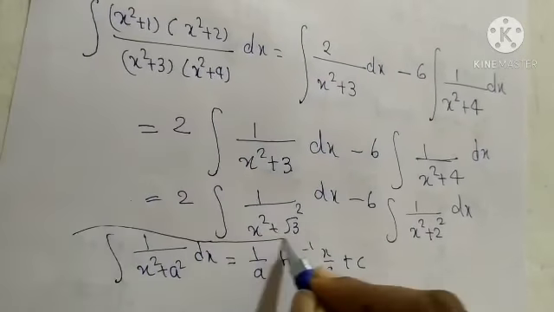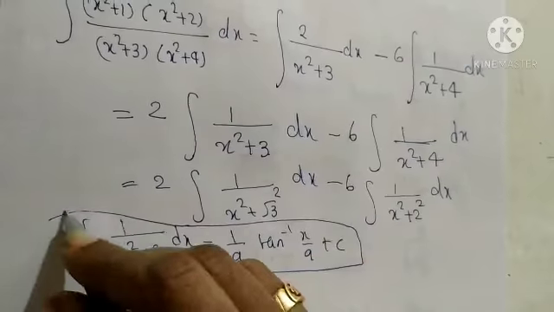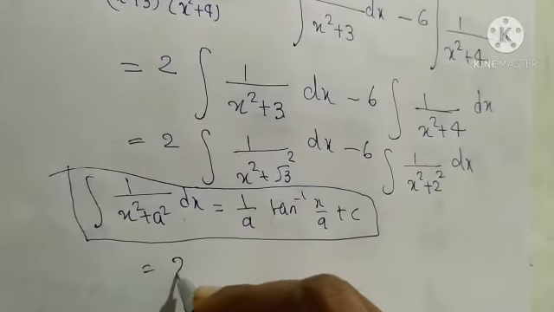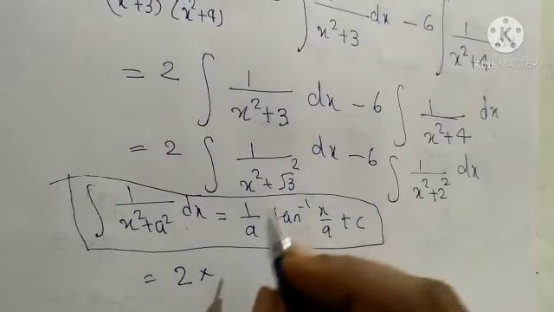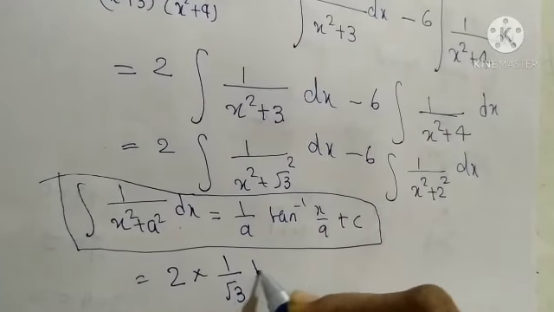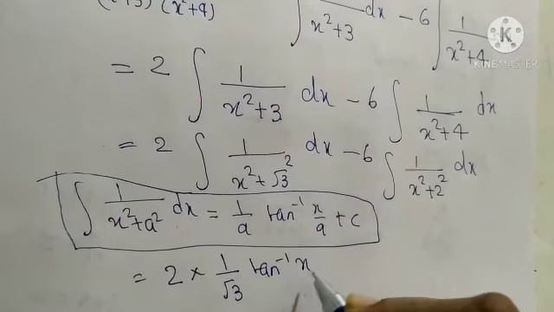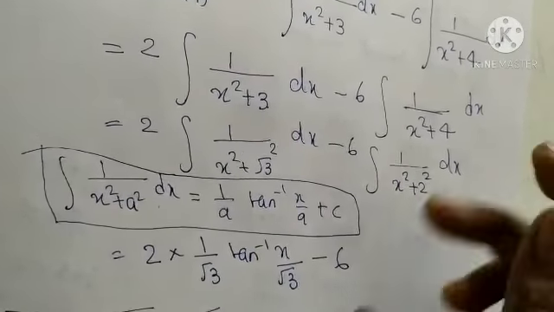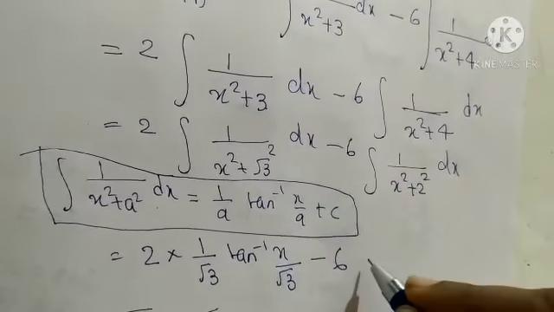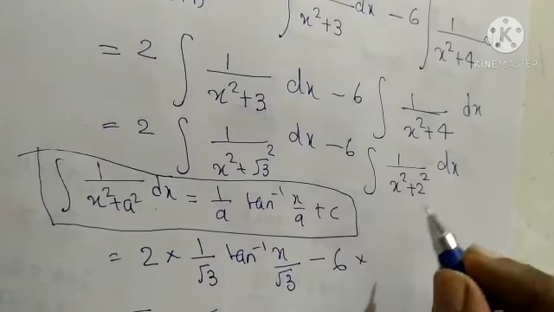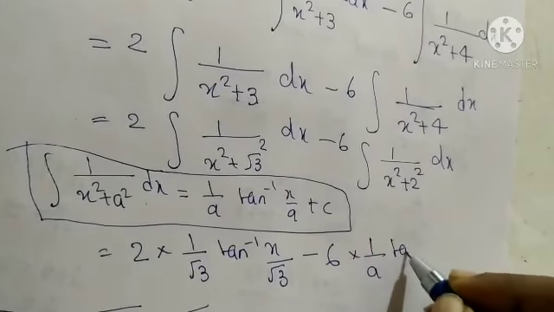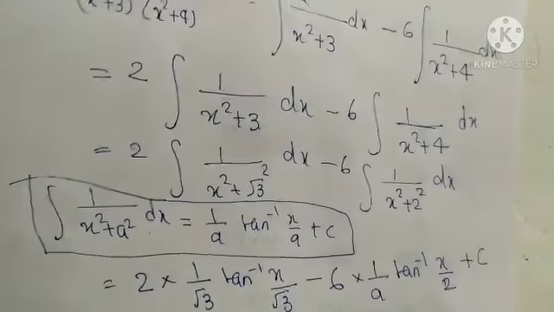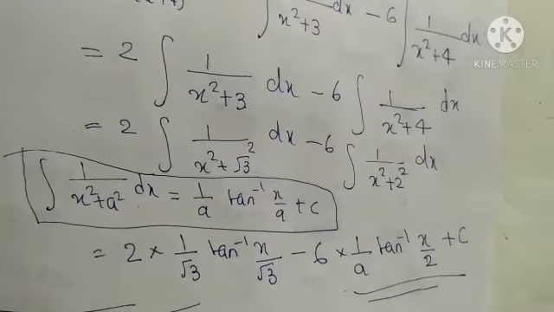So comparing this formula, using this formula, the first term will be 2 into, here a is root 3, so 1 by root 3 into tan inverse x by root 3, minus 6 into, here also using the same formula, so the answer will be, here a is 2, so 1 by 2 tan inverse x by 2 plus c. So this is our final answer. I hope you understood this question.